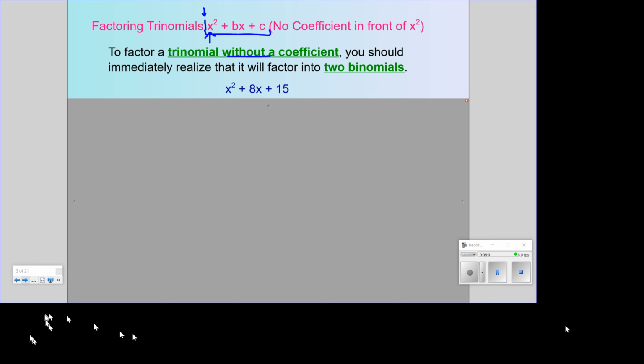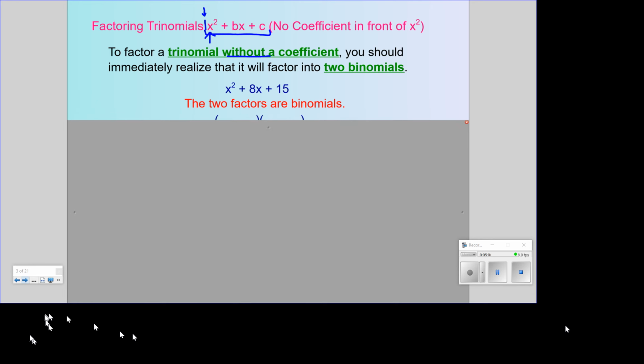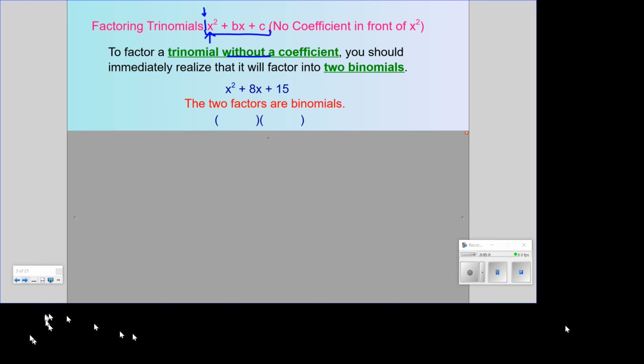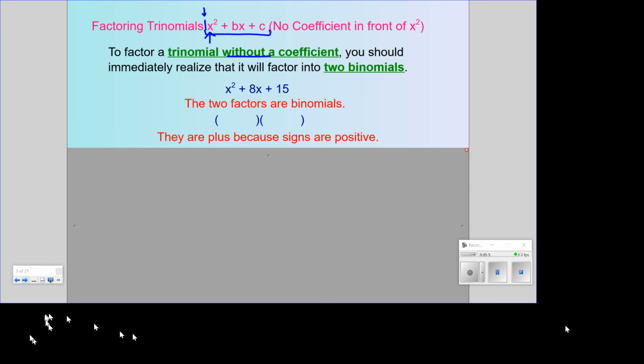If we recognize in this trinomial that x squared plus 8x plus 15 will definitely factor into two binomials, we can begin by giving ourselves the two binomial parentheses structure. So I call this like the skeleton. We're going to set up the skeleton of our factors. From here, remember that relationship we noticed about the middle term and the product of the last term. That's going to lead us to how we'll fill in the binomials.